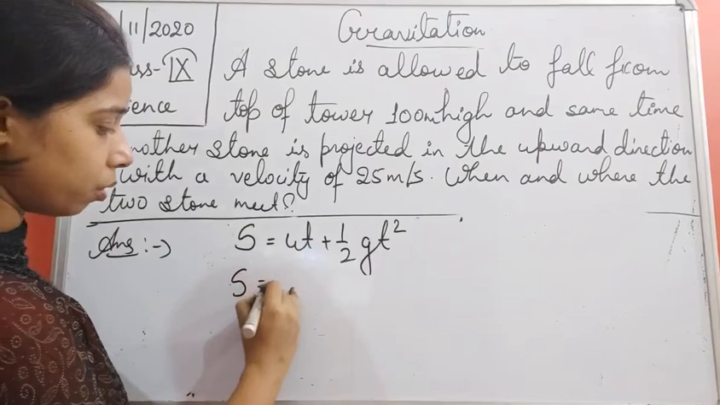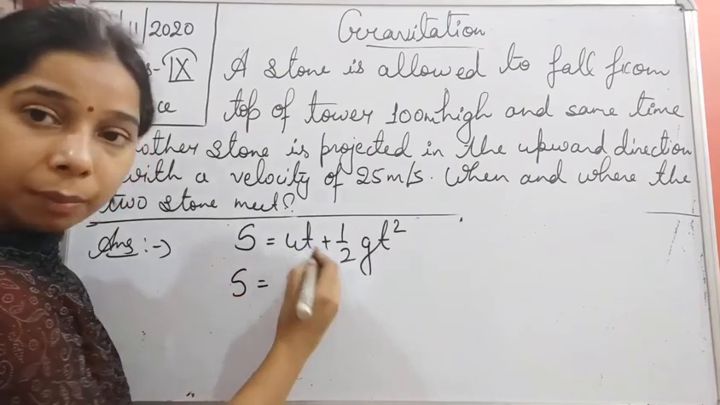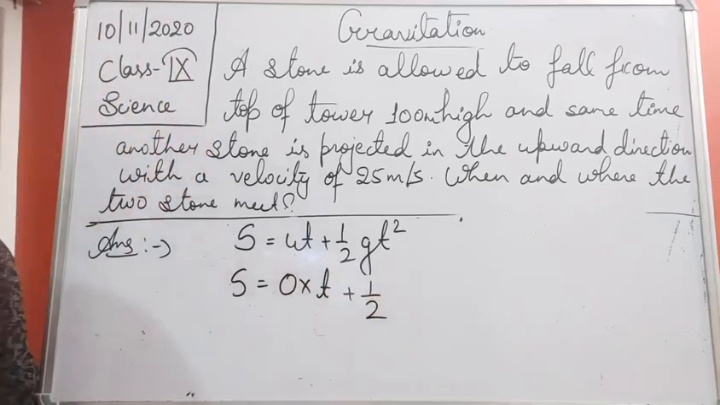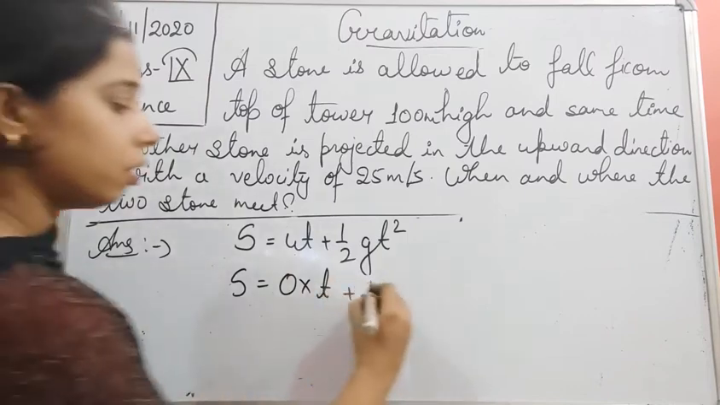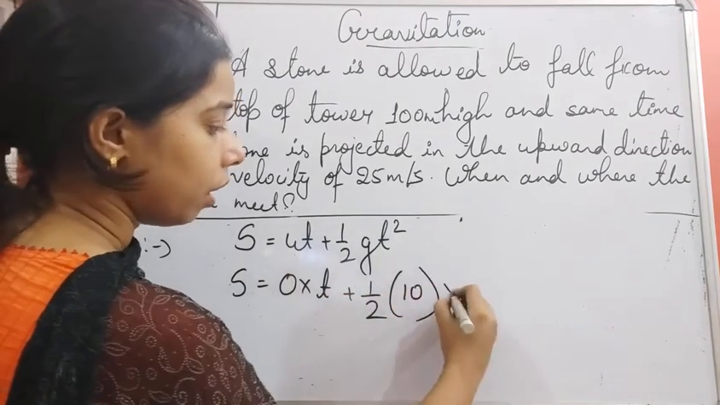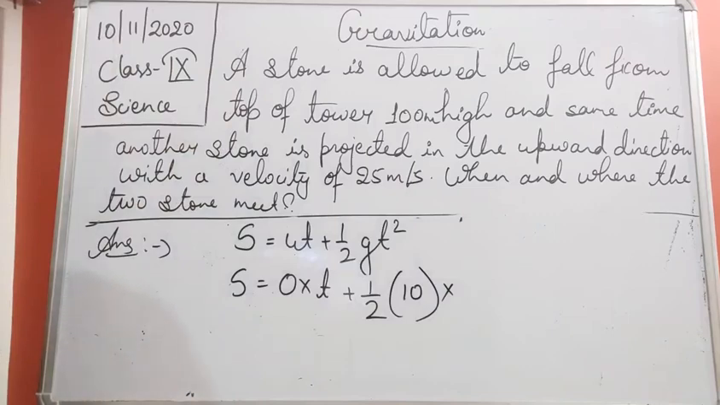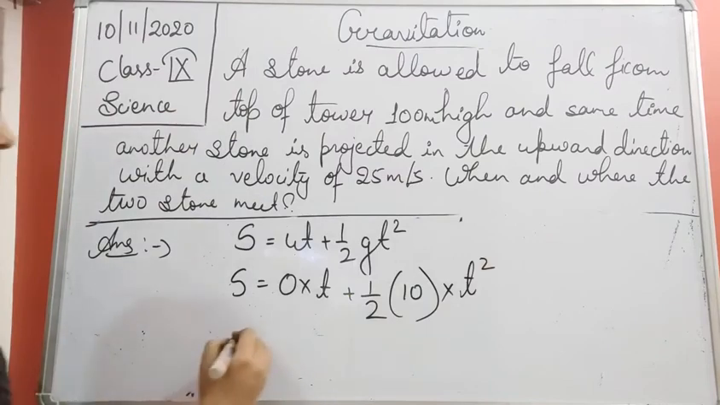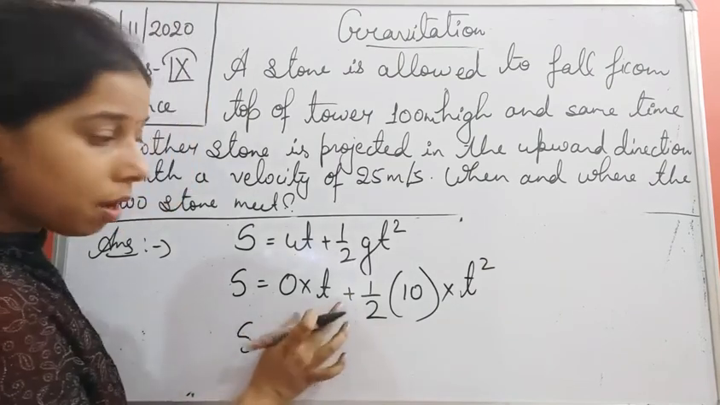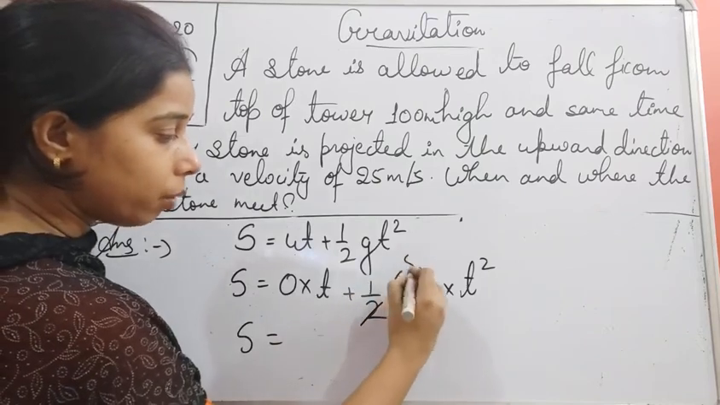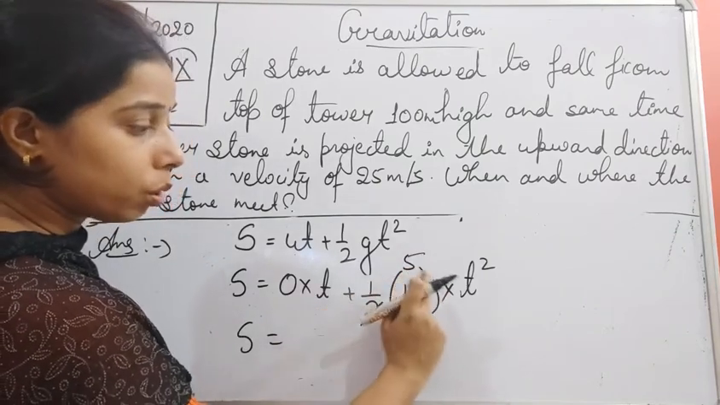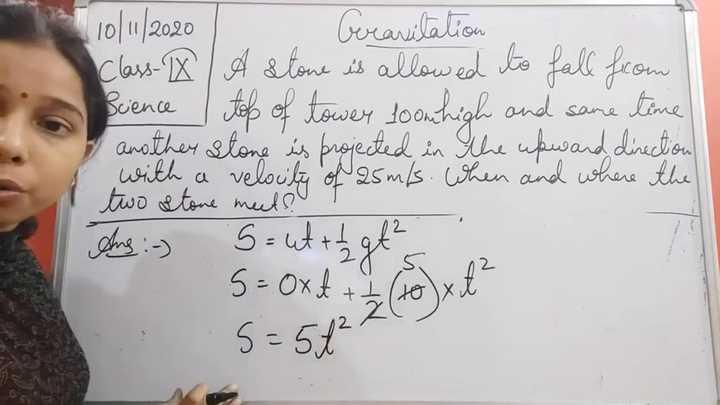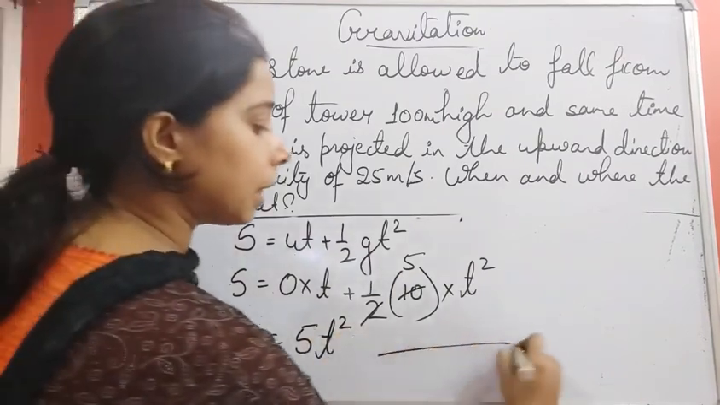So S is equal to, U is 0, 0 into T will be equal to 0. So we will write here 0 into T plus half value of G, we are taking here as 10, into T square. So T square will remain the same. Or we can write it, S will be equal to 0 now, and half into 10, that will be equal to 5. So S will be equal to 5T square. Right now we are not going to put the value of S here. We are simply taking it as the first equation.